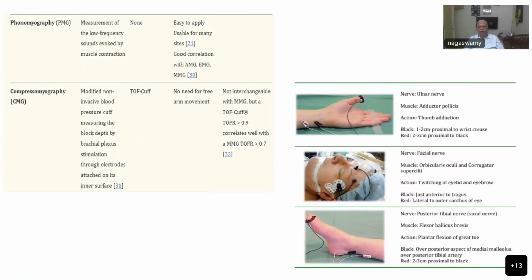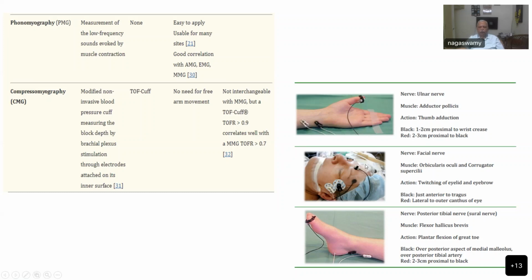Okay. So the sites where you can use it: commonly we use the ulnar nerve, which results in the adductor pollicis muscle response. That is, thumb adduction will happen. The resulting action is thumb adduction, and where you have to place the electrodes is: the black 1 to 2 centimeters proximal to the wrist crease, and the red 2 to 3. So red should always go towards the body, the black towards the fingers.